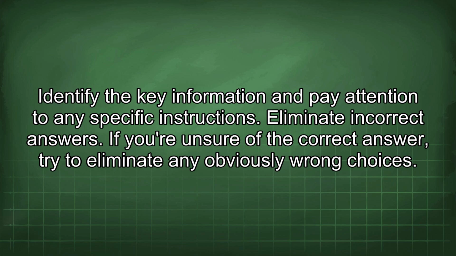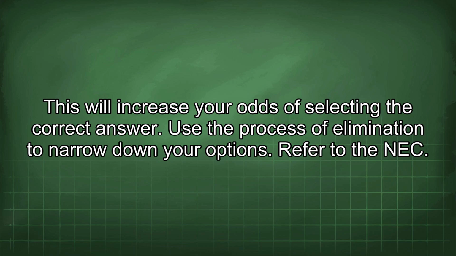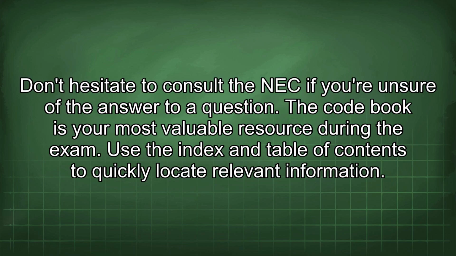Eliminate incorrect answers. If you're unsure of the correct answer, try to eliminate any obviously wrong choices. This will increase your odds of selecting the correct answer. Use the process of elimination to narrow down your options. Refer to the NEC. Don't hesitate to consult the NEC if you're unsure of the answer to a question. The code book is your most valuable resource during the exam. Use the index and table of contents to quickly locate relevant information.